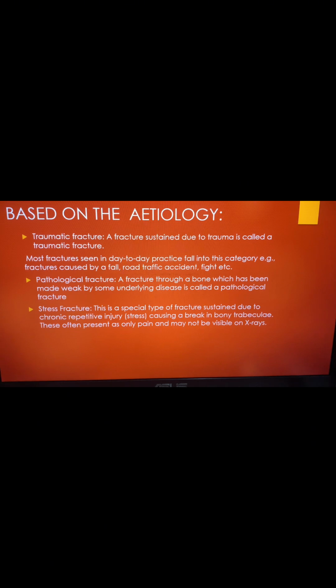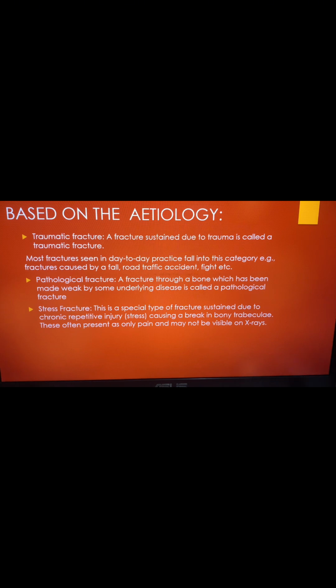The pathological fracture means a fracture through a bone which has been made weak by some underlying disease. That's why we call it the pathological fracture.